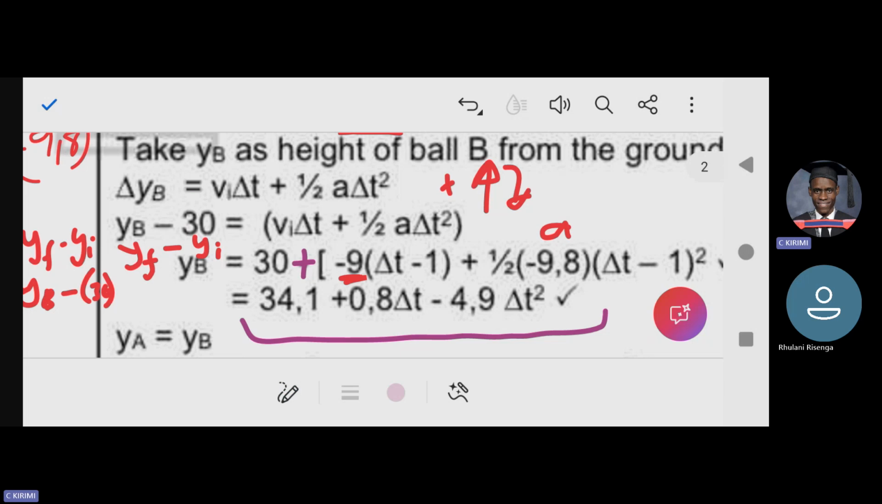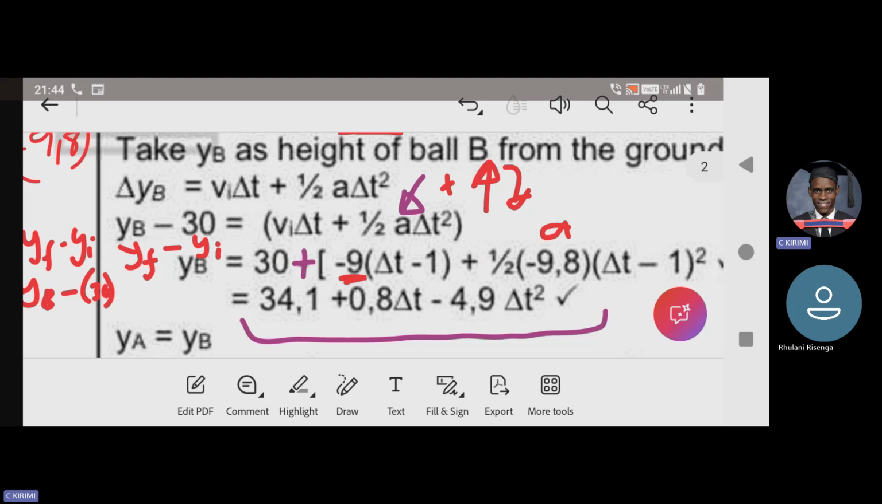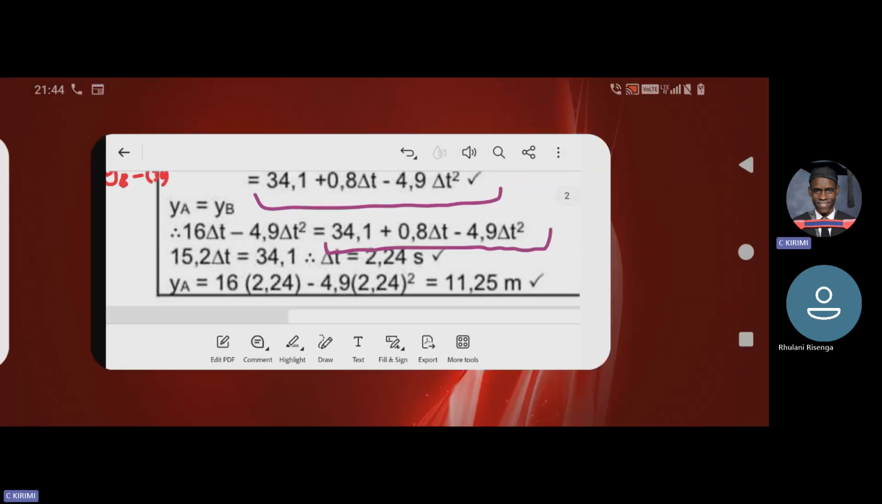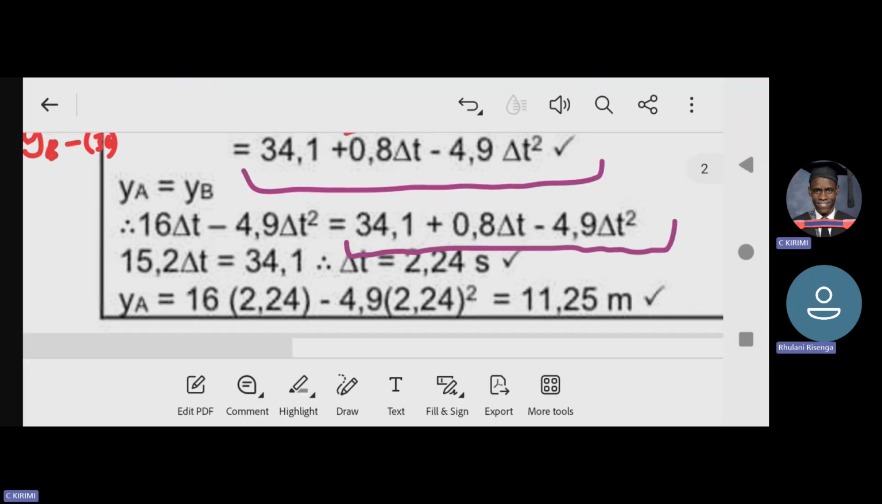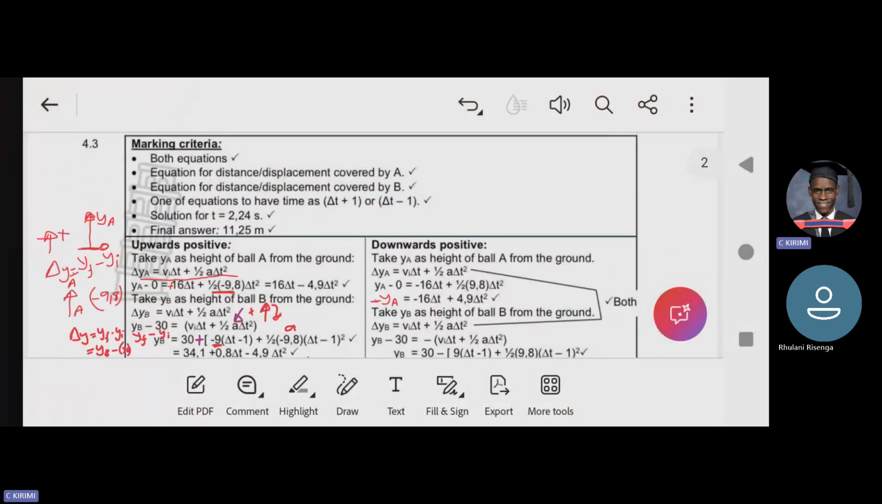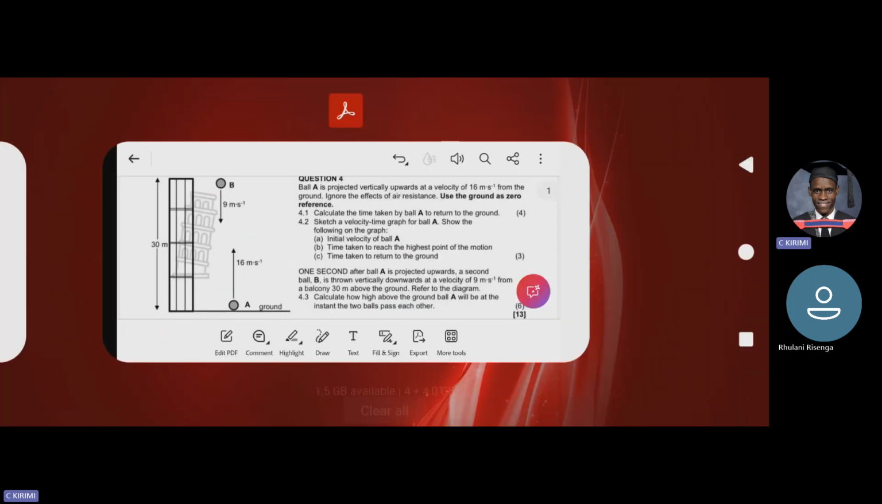All right, so let's continue. We just have one other question for projectile. But at least now with this one, I know you would have mastered most of the questions.